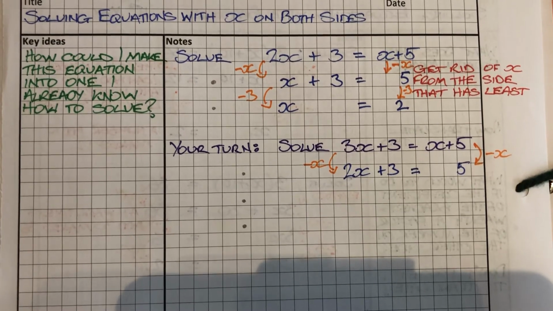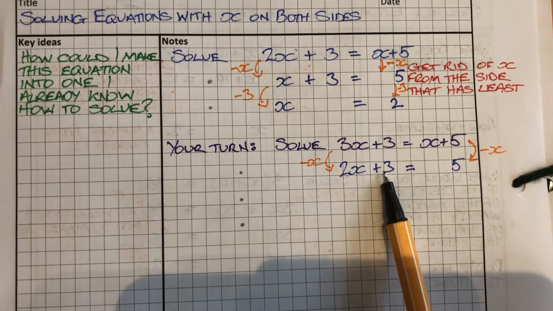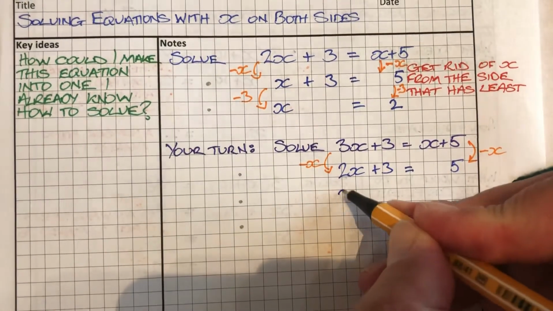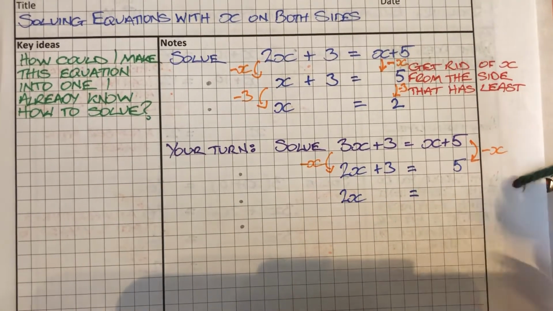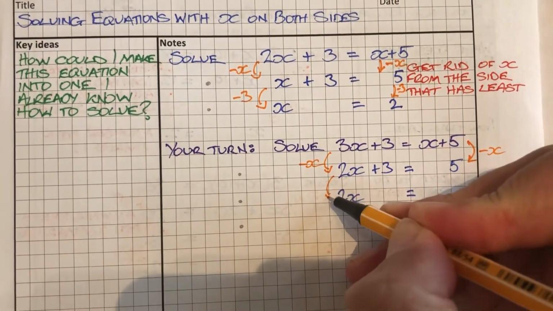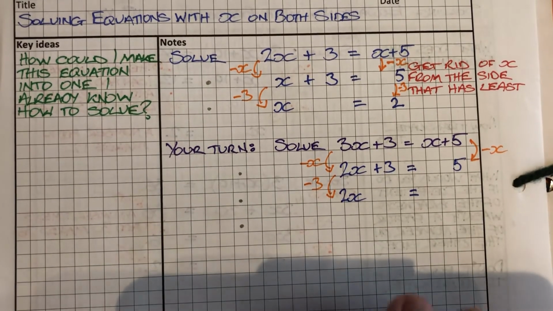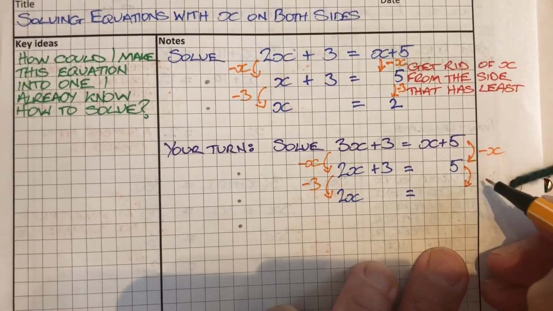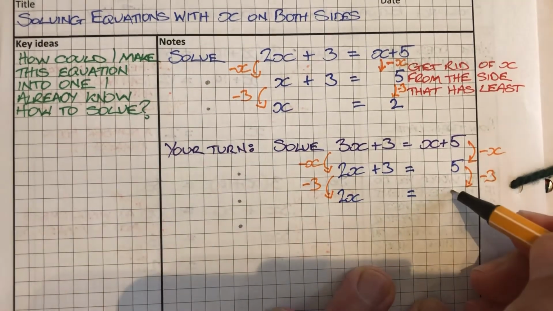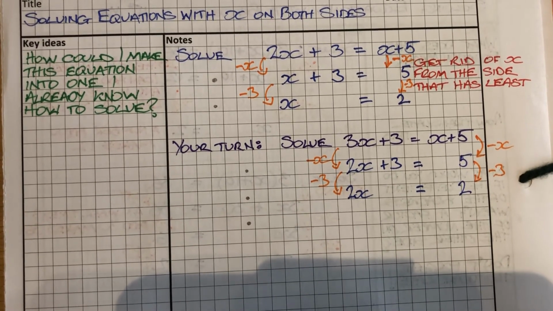All right, our translation has given us a route map. We did times by 2 and add 3 to get here. The first thing that needs getting rid of is the add 3. It's gone. How do you get rid of add 3? Inverse of add 3 is take away 3. Take away 3 on that side. Take away 3 on this side. Leaves me with 2.